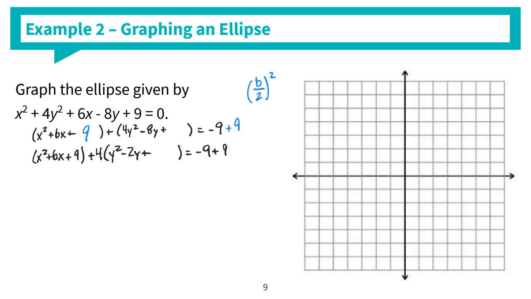So now we are ready to complete the square. So let's go ahead and do b divided by 2. So that's a negative 2 divided by 2, which is a negative 1. And then a negative 1 squared is a positive 1.